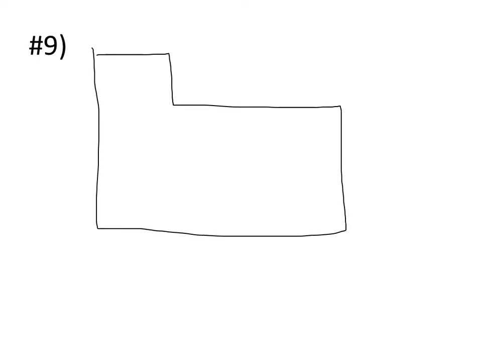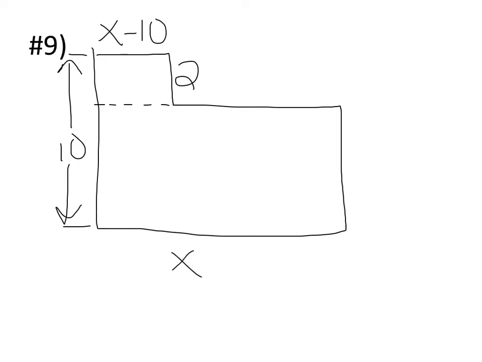All right, number 9 says, write the perimeter of the floor plan shown as an algebraic expression in x. Okay, so it looks like this. You have x minus 10, 2. This entire thing here is 10. This is x minus 3. We don't know what this is. And they want us to find the perimeter.